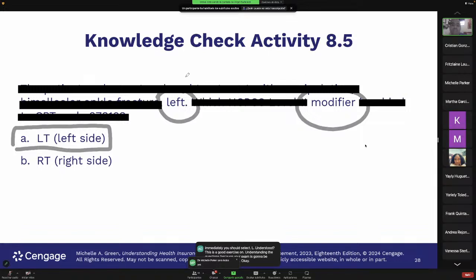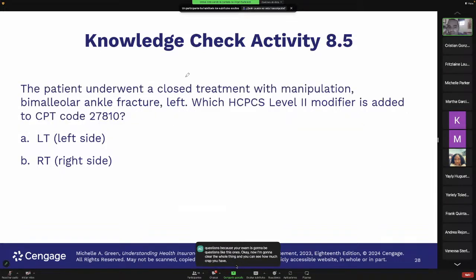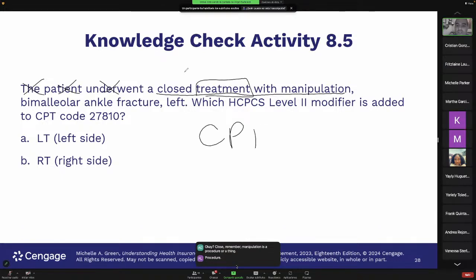Okay? Now, I'm going to clear the whole thing, and you're going to see how much crap you had there. How much those things are going to confuse you. Because if you start looking at, okay, so patient underwent, okay, that's a little bit of garbage. Okay, but close treatment with manipulation. Okay? Close treatment with manipulation is a procedure or a thing? Procedure. It's a treatment. It's a procedure. So it's a CPT code, right?